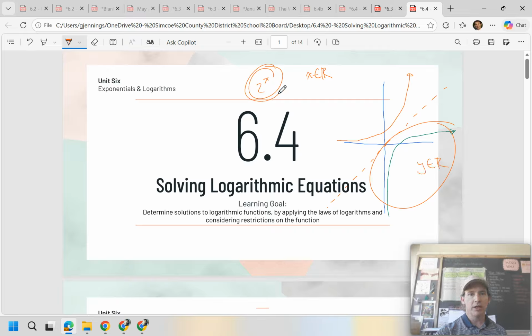But up here, y is strictly greater than 0, right? This is asymptotic to the x-axis that way. Same way this one here is asymptotic to the y-axis. So that is to say x is strictly greater than 0. And we're going to be using that fact today when we're solving logarithmic equations and noting which solutions we have to throw in the garbage because they're nonsense.